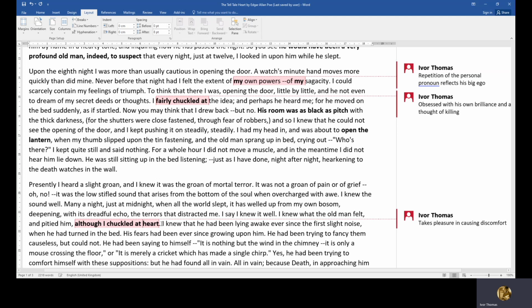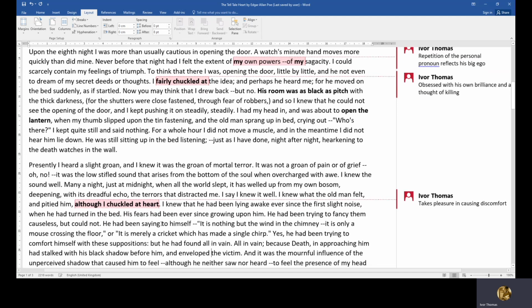I knew that he had been lying awake ever since the first slight noise when he turned in the bed. His fears had been ever since growing upon him. He'd been trying to fancy them causeless, but could not. He'd been saying to himself, "It's nothing but the wind in the chimney. It's only a mouse crossing the floor, or it's merely a cricket which has made a single chirp." Yes, he'd been trying to comfort himself with these suppositions, but he'd found all in vain, because death, in approaching him, had stalked with his black shadow before him and enveloped the victim.